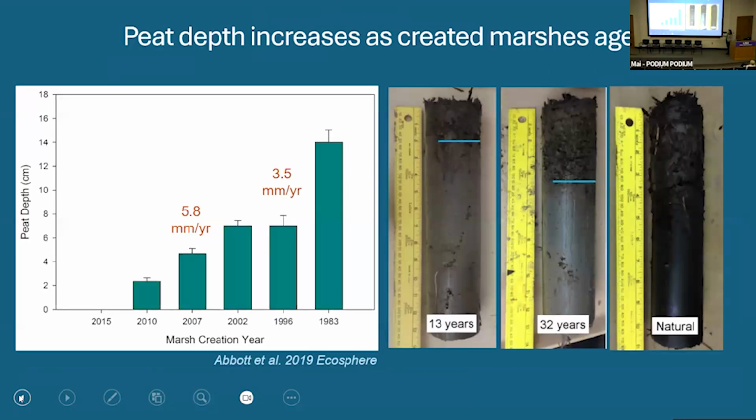So this shows the peat accumulation over time in the created marshes. And looking at these pictures, the first thing that's striking is, after 13 years, you have a couple inches of peat. And then after 32 years, about 4 inches. Sorry, I'm using inches, but I don't know why. But anyway, as compared to a natural marsh that has been around for hundreds of years, if not close to 1,000 years in this location, it takes a long time to accumulate this carbon.